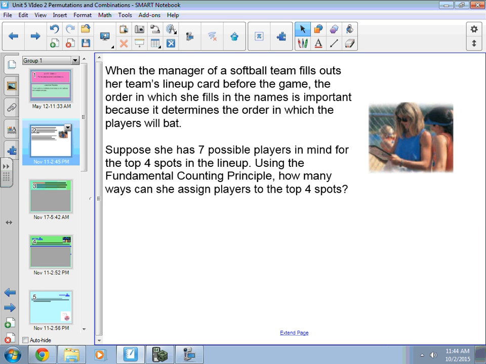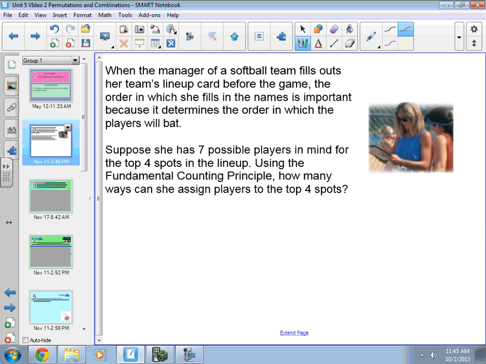This first one says, when a manager of a softball team fills out her team's lineup card before the games, the order in which she fills in the names is important because it determines the order in which the players will bat. Suppose she has 7 possible players in mind for the top 4 spots in the lineup. Using the fundamental counting principle, how many ways can she assign players to the top 4 spots?